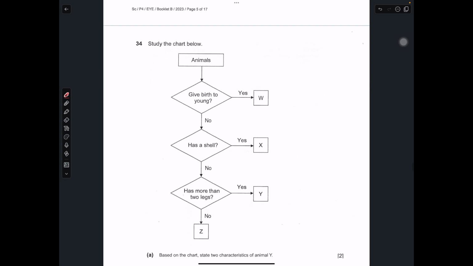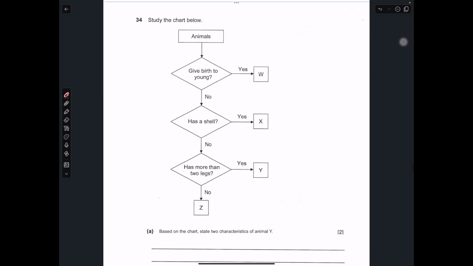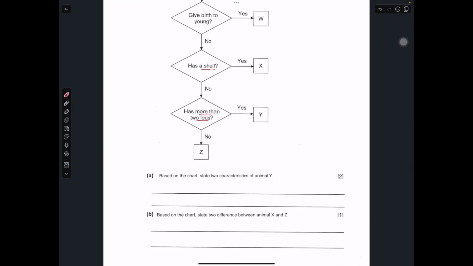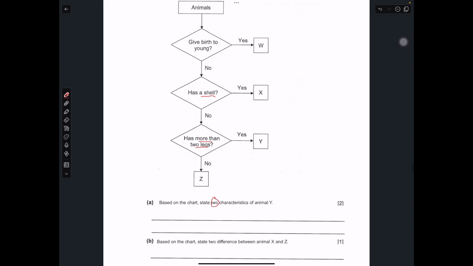Okay, we have a flowchart over here. We have different questions: give birth to live young, has a shell, has more than 2 legs. Based on the flowchart, state 2 characteristics of Y. So Y is over here. These are the questions that lead to Y. So which is this, and this. This is no. This is no. This is yes. Has more than 2 legs.